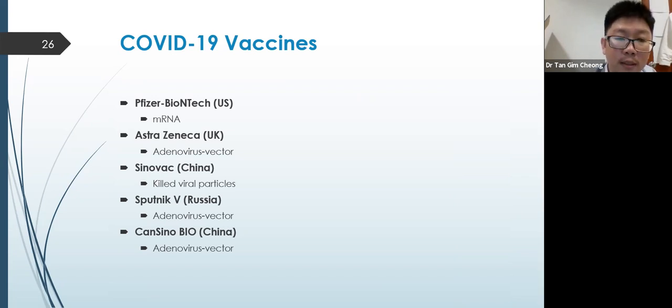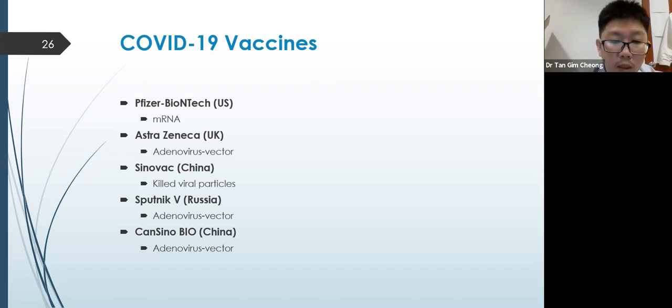Pfizer's is mRNA. The principle is almost the same, just that it skips the step of DNA. You directly give the individual mRNA and they start to produce the proteins of the virus and induce a protective immune response against the infection. Sinovac is a killed virus. The company produces a lot of virus particles, kills them, and uses the whole virus as the vaccine.